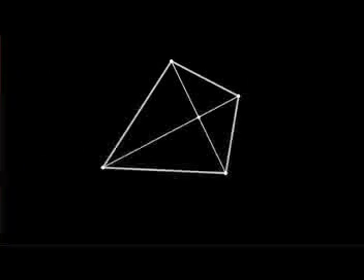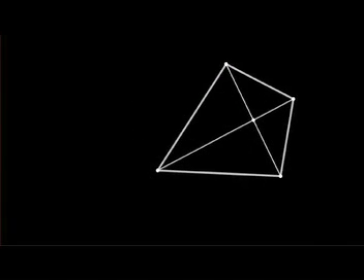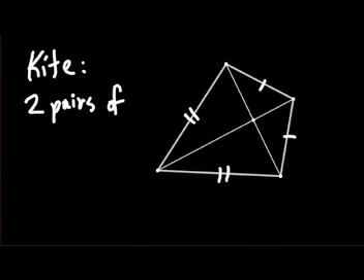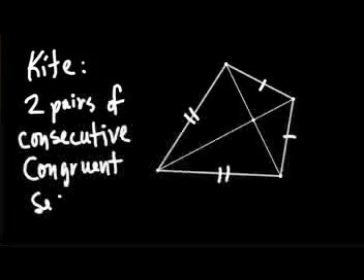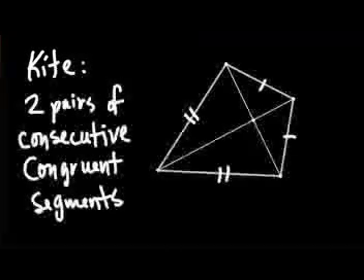The next concept has to do with a kite. A kite is a quadrilateral with two pairs of consecutive congruent segments. We call this a kite. All right, that's a kite. Some theorems about a kite.